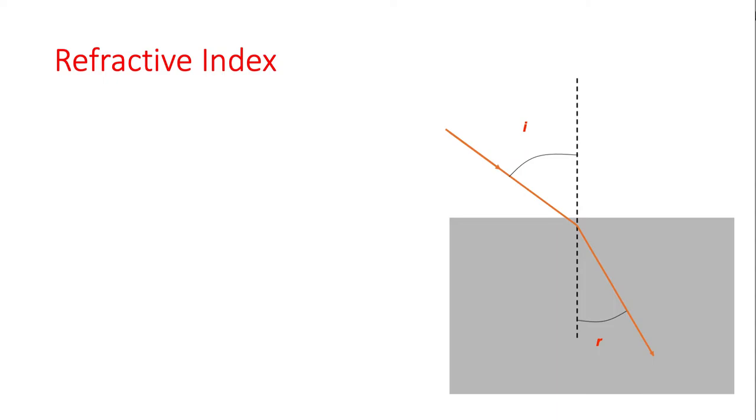Just really quickly recap some of the ideas about refractive index. We're going to start with the refractive index and how it relates to both the angles of incidence and angles of refraction. Now you can see on the screen here we've got a picture of a light ray moving from air into another medium.